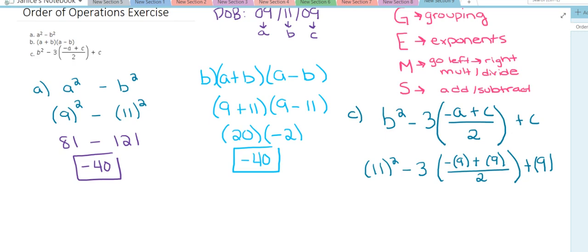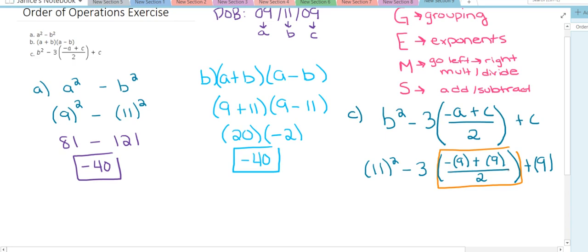Okay, so first thing we're doing is inside the grouping symbols. So I have grouping symbols right here. So what I'm going to do is work on inside those grouping symbols. Inside the grouping symbols, I'm going to go left to right and top to bottom. Okay, so here I have left to right, I have an addition. And I'm going to do the addition before division here. The reason why I'm doing that is because of this long division line here.